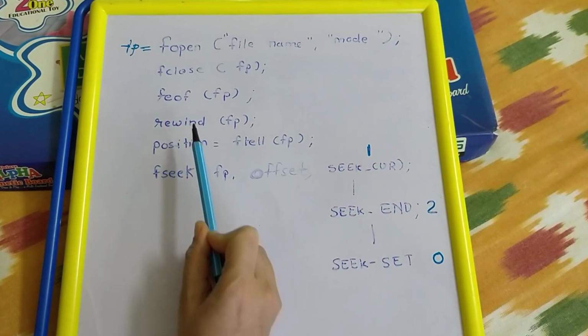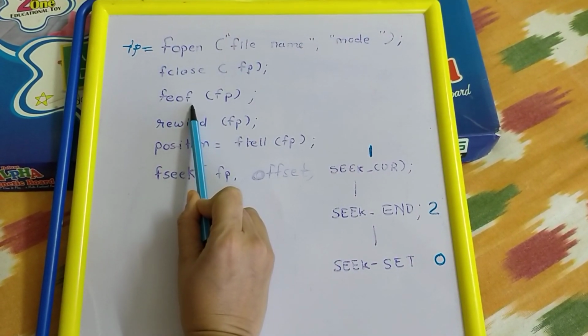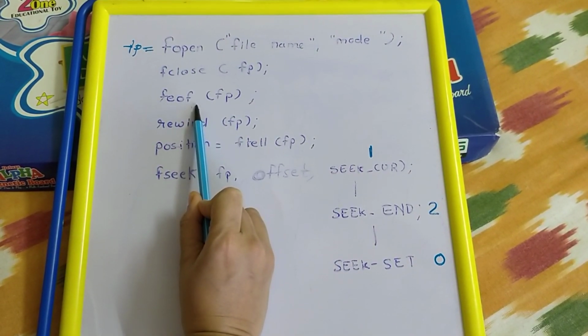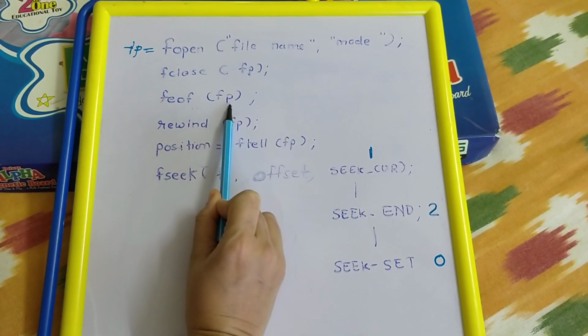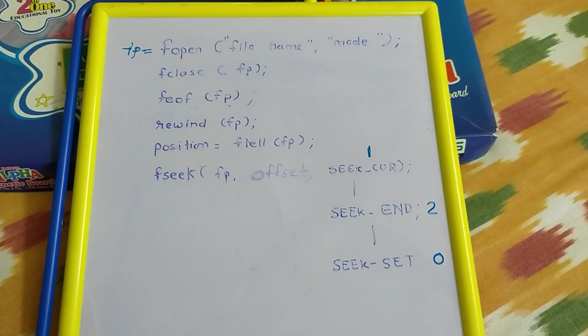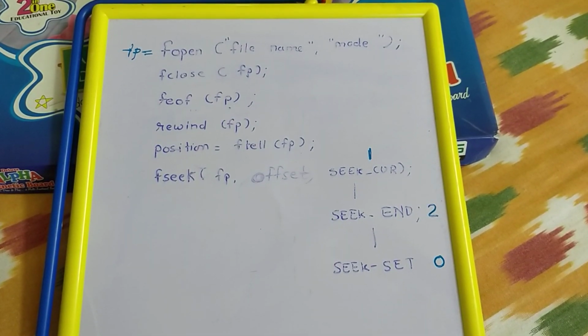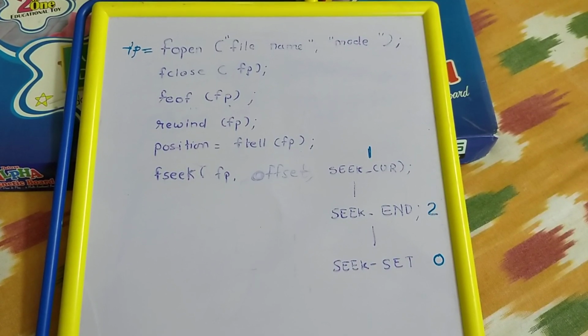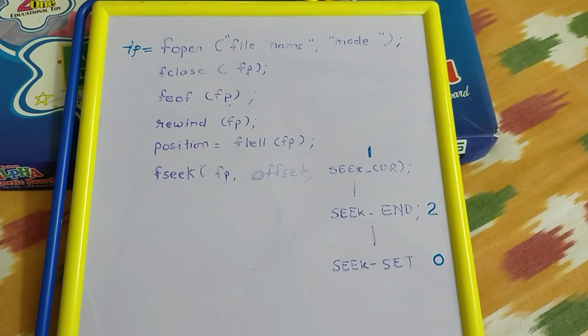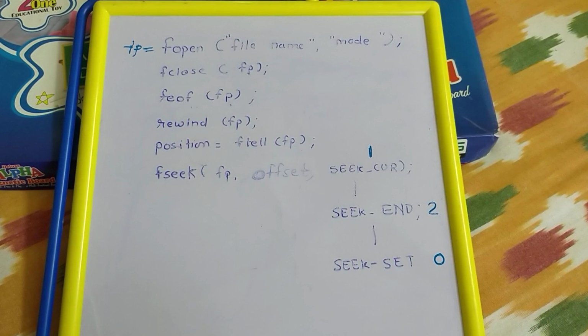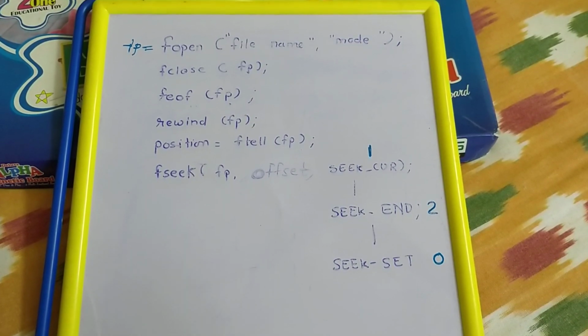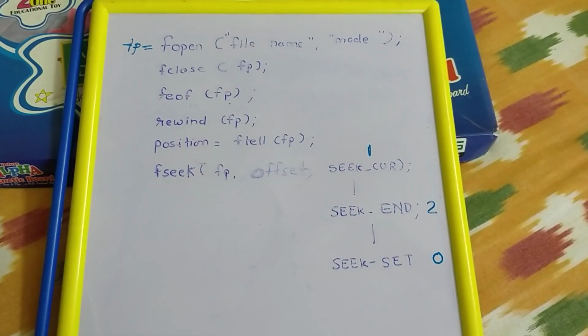Then there is a function called feof. It will return true if the file pointed by fp has reached its end. So in this case you do not have to equate your characters read to EOF. So you can either use EOF or you can use the function feof in your code.